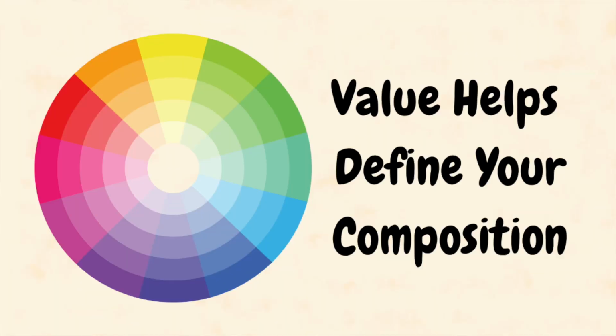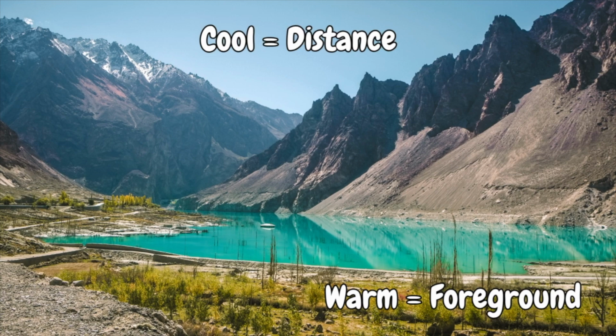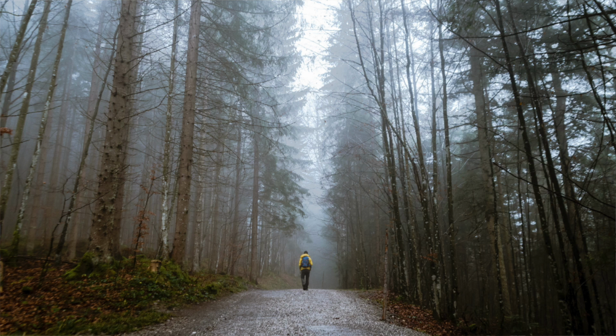So today we're going to talk about how to block in shadow versus light early for a strong composition, why a shadowed foreground pulls the viewer in, and how warm versus cool colors help push space back. We're also going to talk about how to soften and cool distant elements to suggest atmosphere.